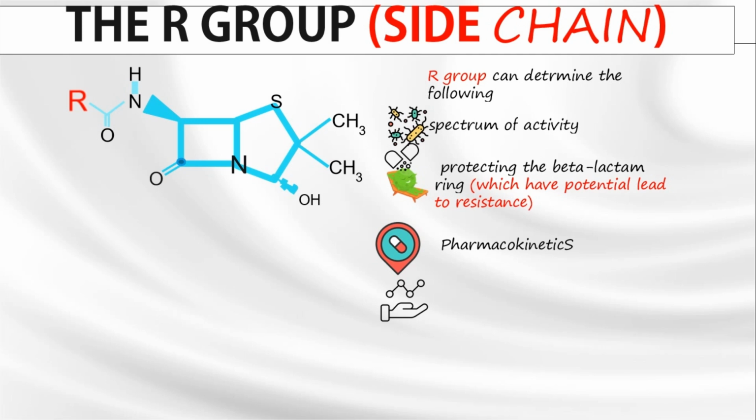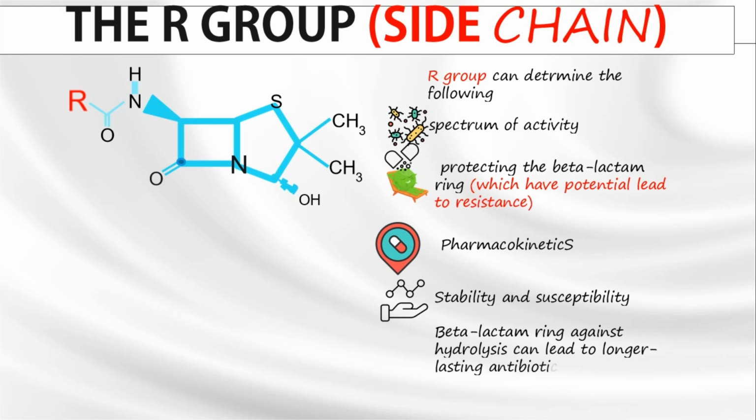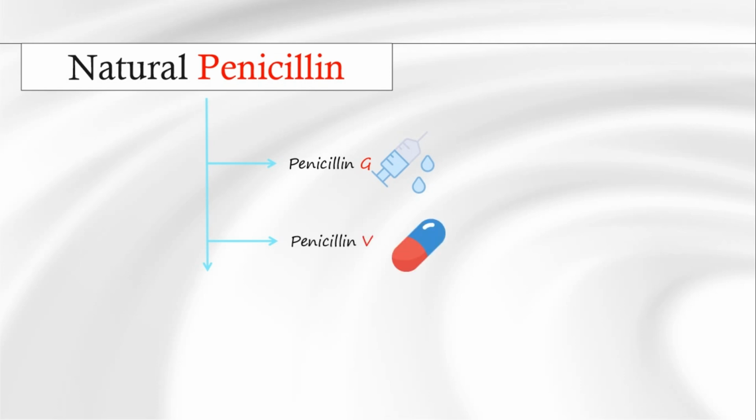Finally, let's discuss stability. The R group influences both acid stability and susceptibility to enzymatic degradation. Modifications that enhance the stability of the beta-lactam ring against hydrolysis can lead to longer-lasting antibiotics, while those that do not may result in rapid degradation and reduced effectiveness. Let's focus on the natural penicillin R groups, starting with two of the most well-known, penicillin G and penicillin V.